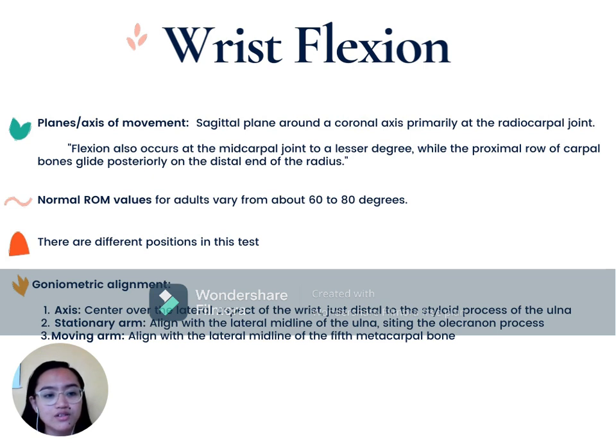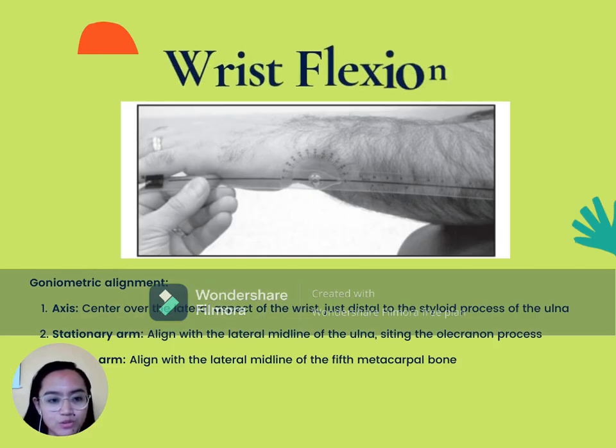And there are different positions in this test, which we will further discuss and demonstrate as we go along in this presentation. So first off, we have the goniometric alignment. The axis is centered over the lateral aspect of the wrist, just distal to the styloid process of the ulna. So I will show you the picture. So here it is.